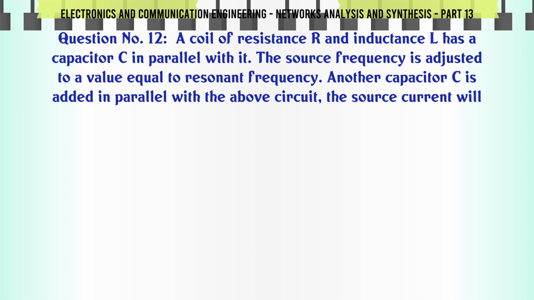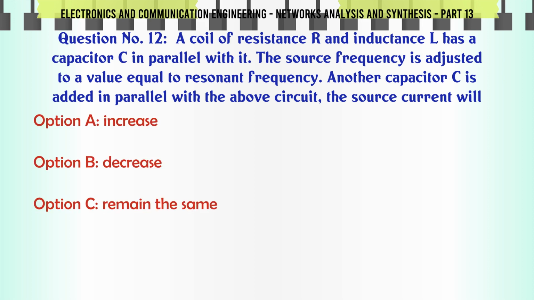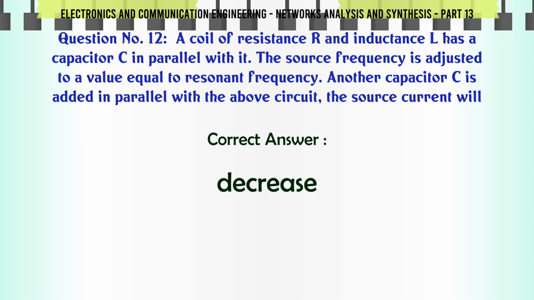A coil of resistance R and inductance L has a capacitor C in parallel with it. The source frequency is adjusted to a value equal to resonant frequency. Another capacitor C is added in parallel with the above circuit. The source current will A increase, B decrease, C remain the same, D may increase or decrease. The correct answer is decrease.